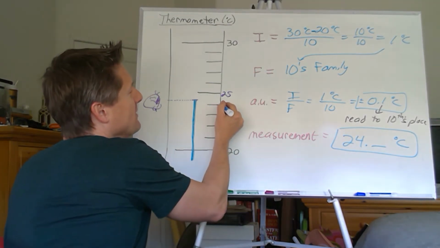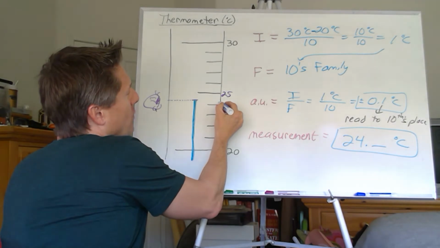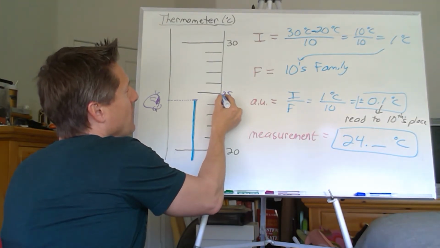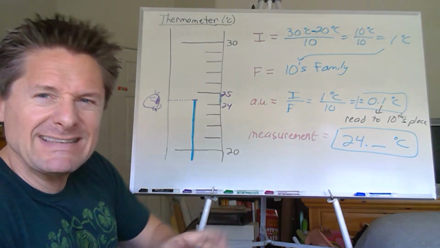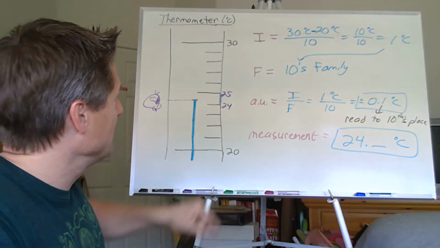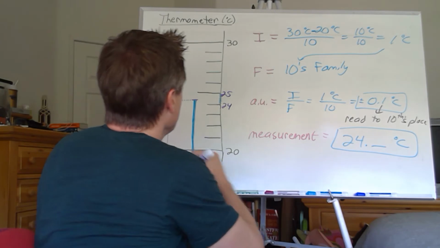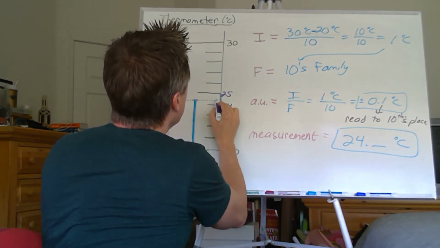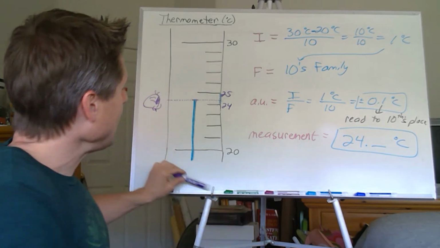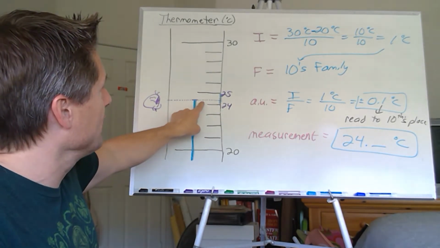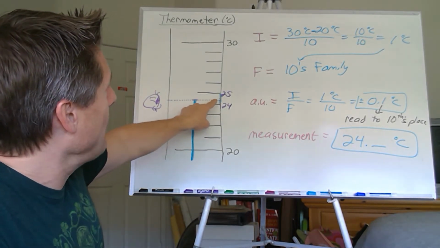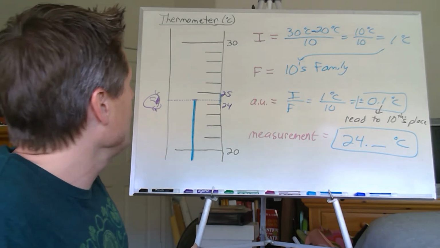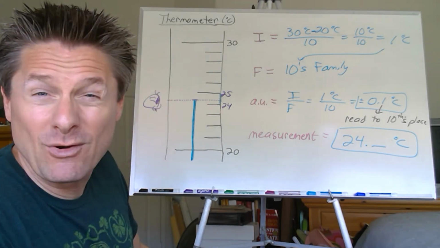So 24.0, 24.1, 0.2, 0.3, 0.4, 0.5, 0.6, 0.7, 0.8, 0.9, 25. So I'm mentally making these little divisions in there, right? And then what I do is I bring this over and pick the mental division closest to that reference point. So it's not quite halfway, so I could go 24.3 or 24.4.